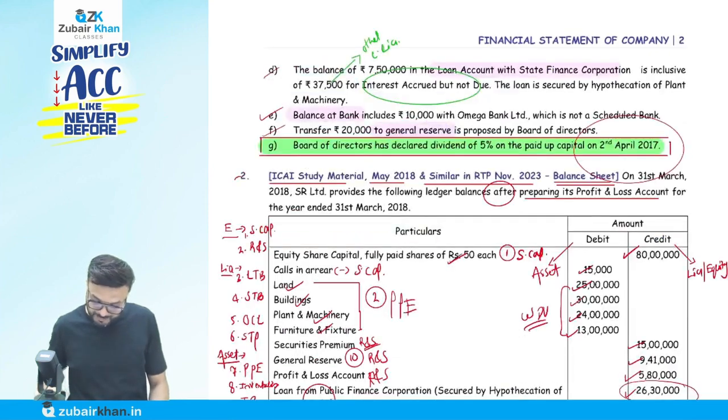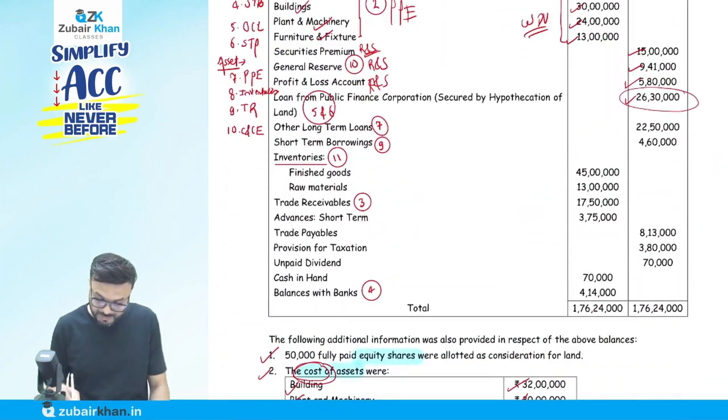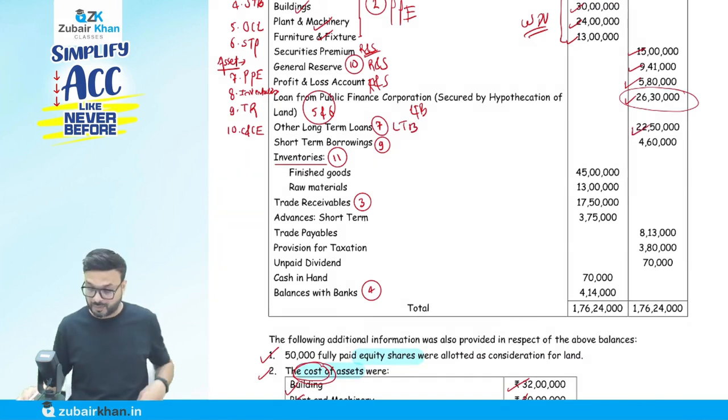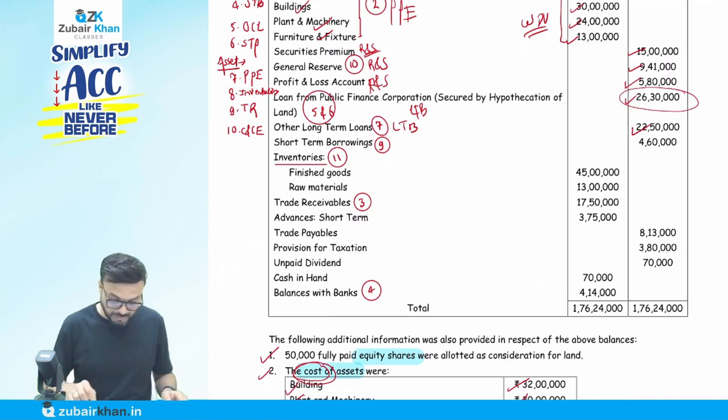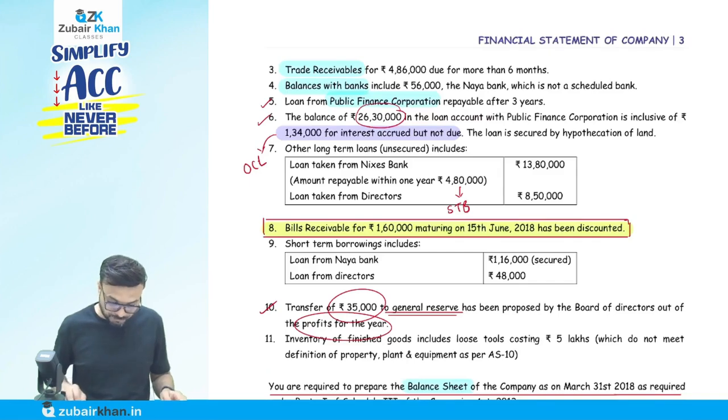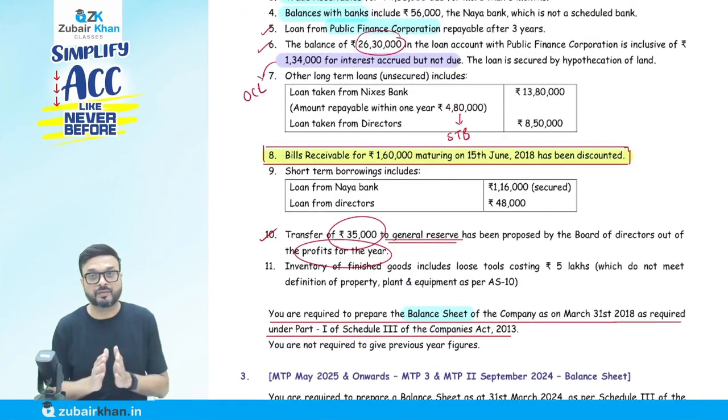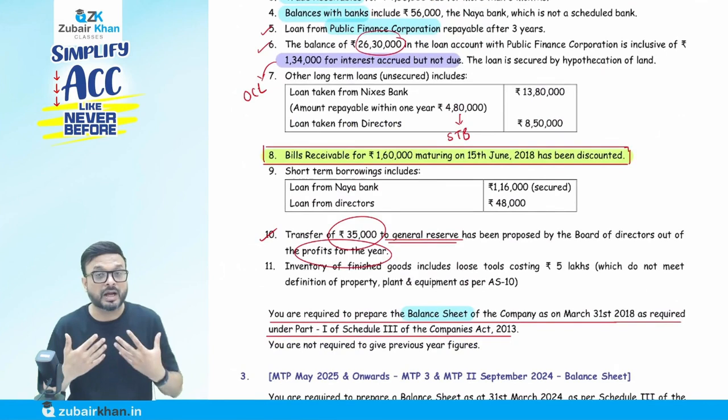Now come to the next point in the trial balance. Next is other long-term loan, which is also part of long-term borrowing. Something is mentioned there, that is 22,50,000. It is mentioned in notes, point number 7. So go to point number 7 and see what is mentioned there. Listen carefully.